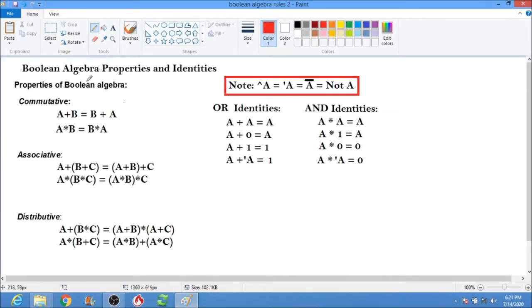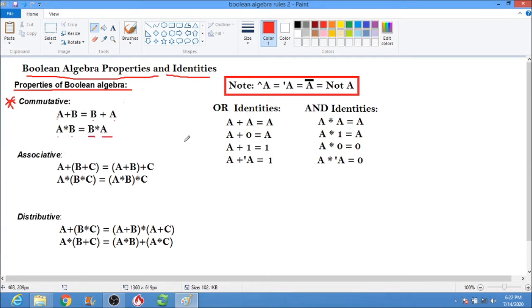We have the Boolean Algebra Properties and Identities. This is on your module chapter 7, which is the Boolean Algebra Basic. These are the properties of Boolean Algebra. For the commutative property, A plus B is also equal to B plus A, and A times B is also equal to B times A.